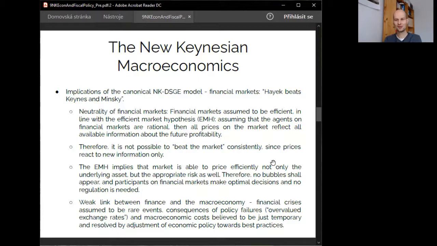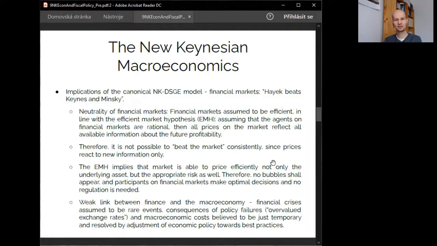And here, we can just say that with the efficient market hypothesis, Friedrich August von Hayek beats John Maynard Keynes and Hyman Minsky, who had a completely different perspective on financial markets. Keynes was famous for his animal spirits, Hyman Minsky for the financial instability hypothesis. What both authors have in common is that they did not believe that markets are rational and able to consistently price assets well, and they attributed a tendency to create bubbles to financial markets.